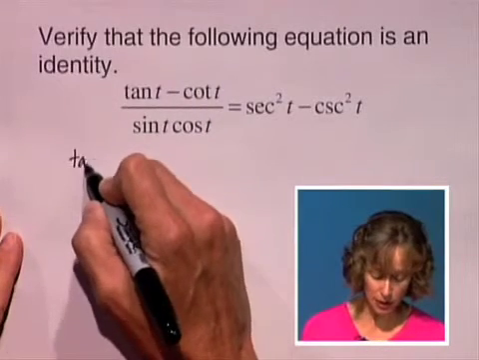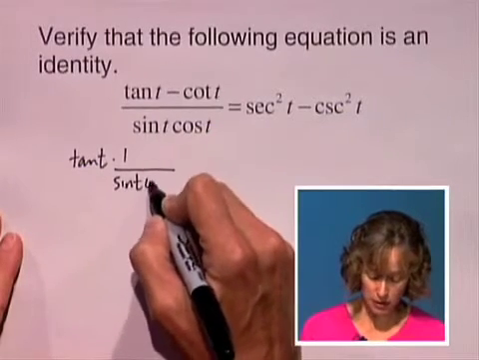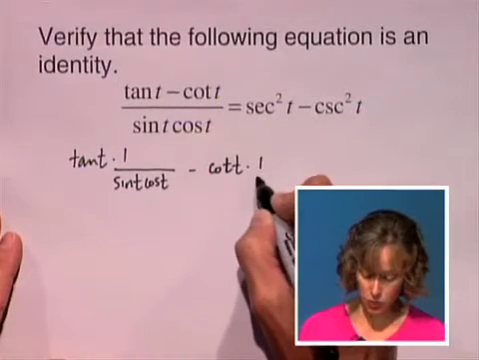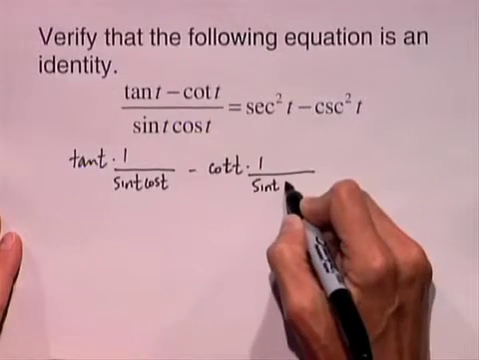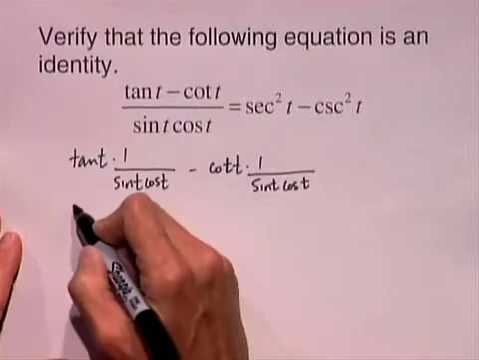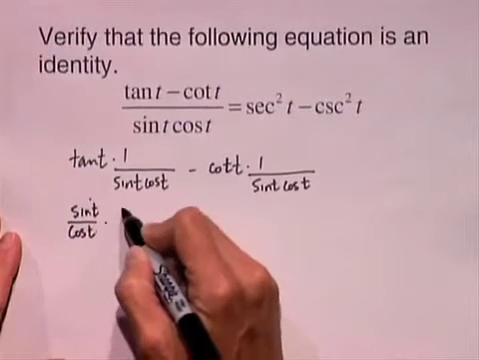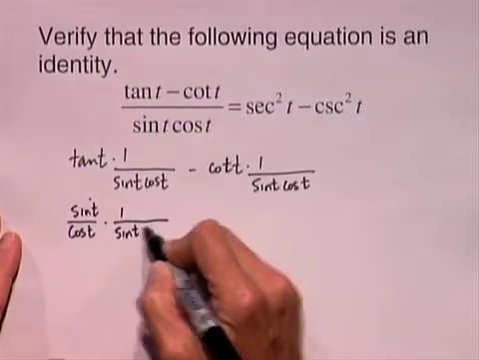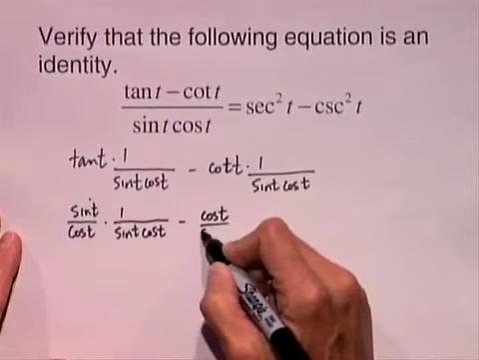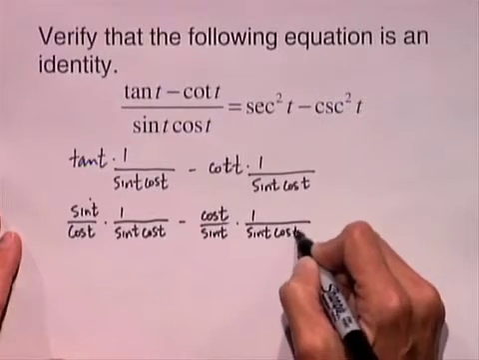I'll write it as tangent t times 1 over sine t cosine t minus cotangent t times 1 over sine t cosine t. Now the reason I've done that is that I can write tangent as sine over cosine. So this part is sine t over cosine t times 1 over sine t cosine t. Cotangent is cosine t over sine t times 1 over sine t cosine t.